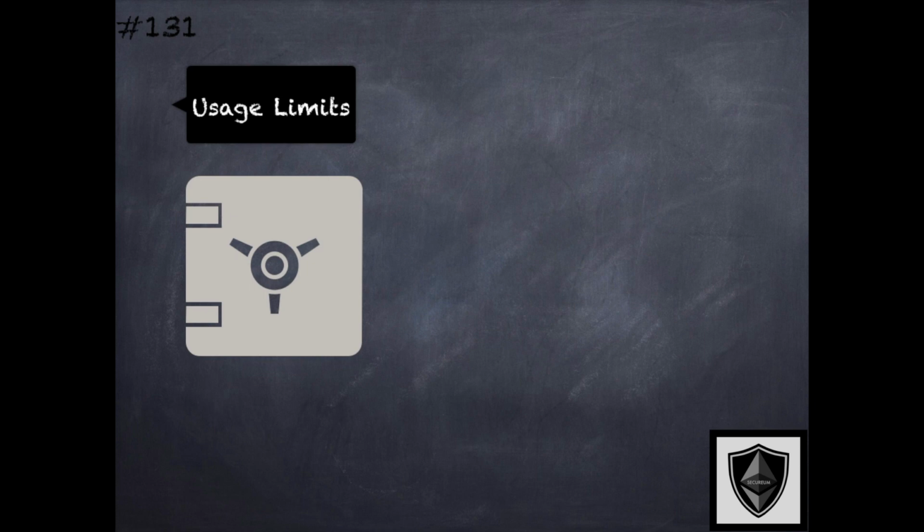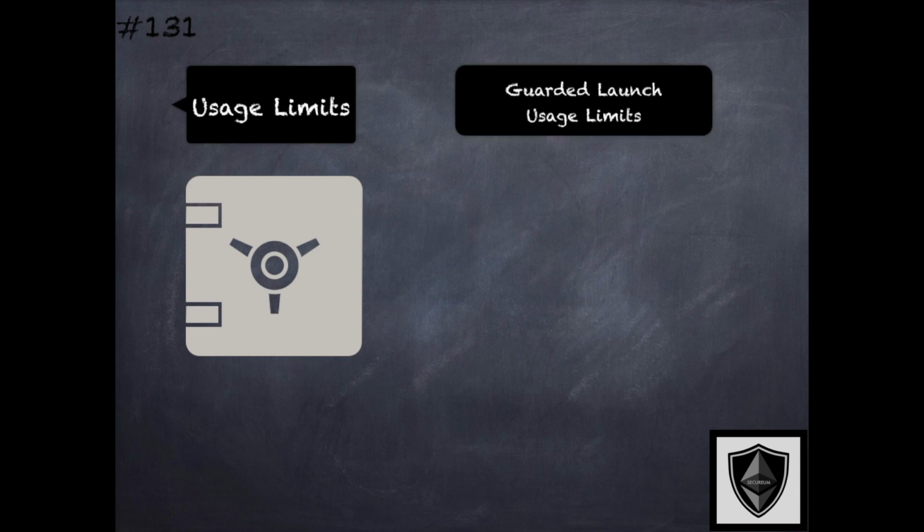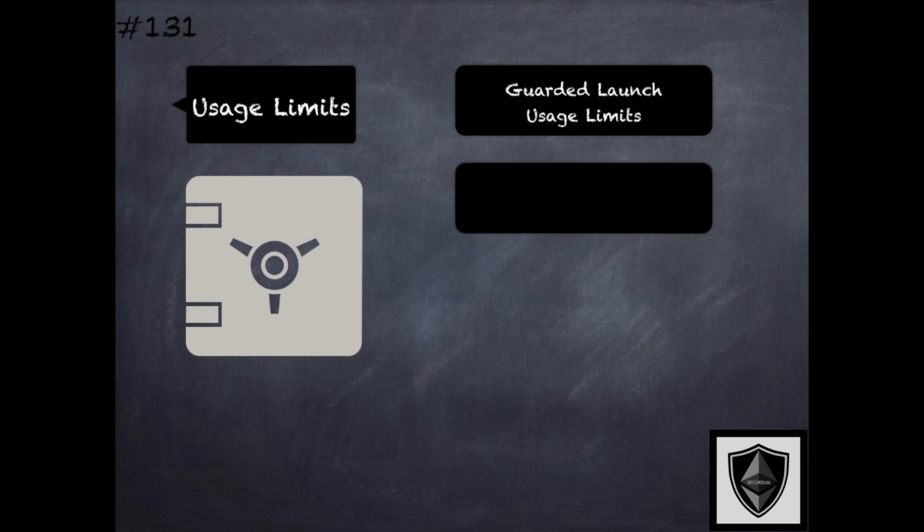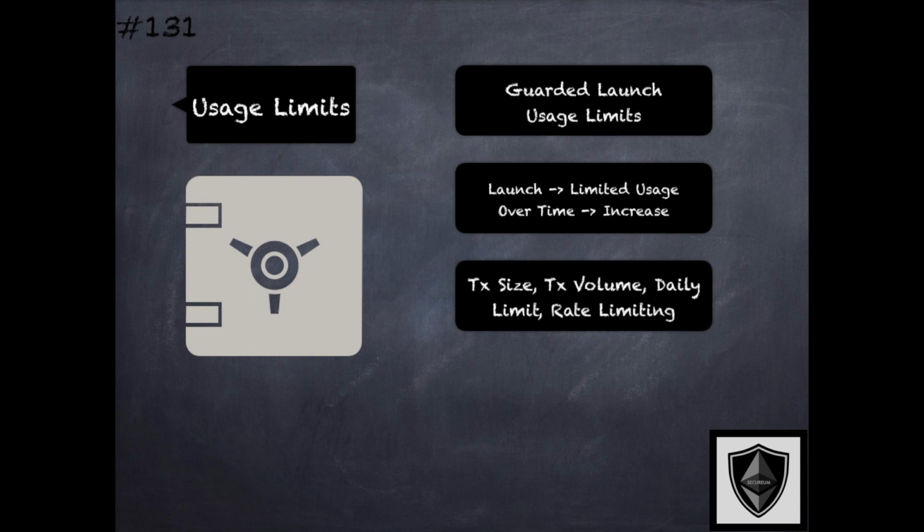Similar to user limits, we can also consider a guarded launch approach where there are usage limits. And what this means is that upon launch, the usage is limited across certain criteria, and then over time, these limitations are removed to allow more extensive usage. And this usage could be along the aspects of transaction size, the volume of the transactions, daily limits that are imposed on every user, or even rate limiting per user or across all the users of that application.